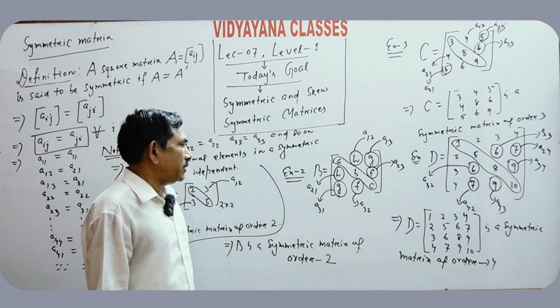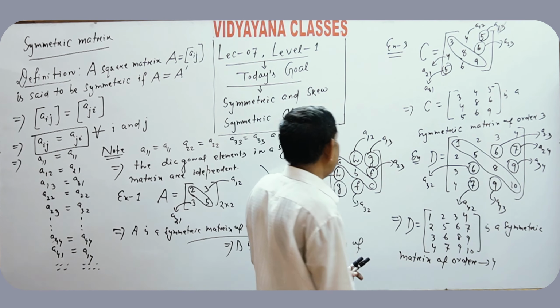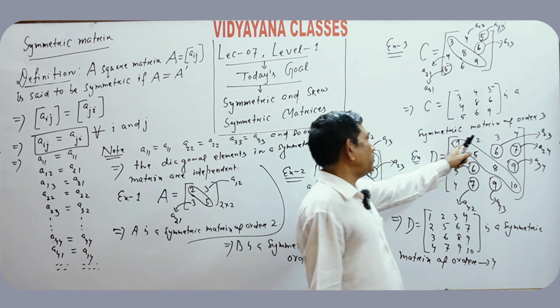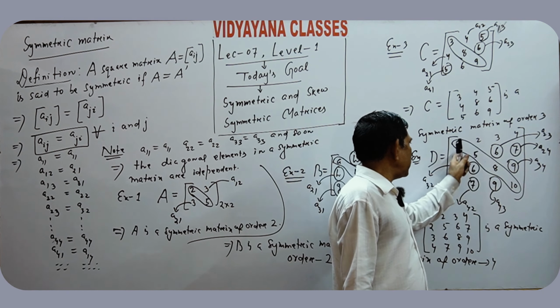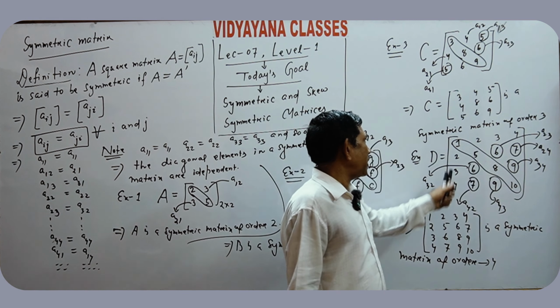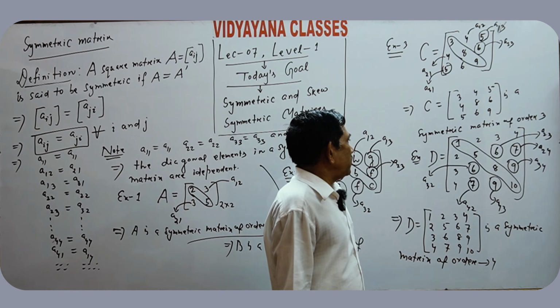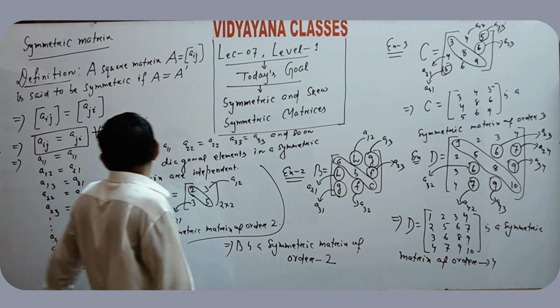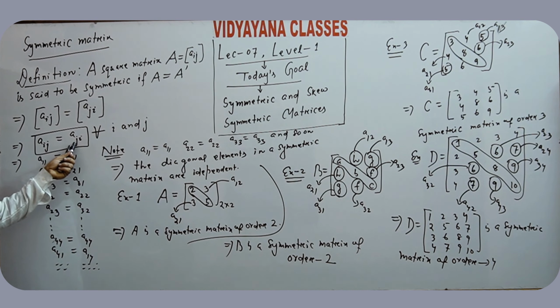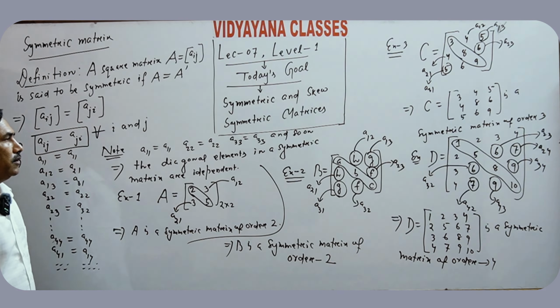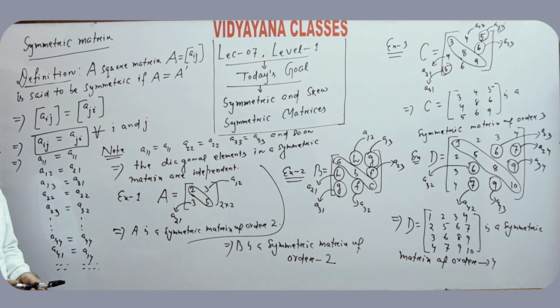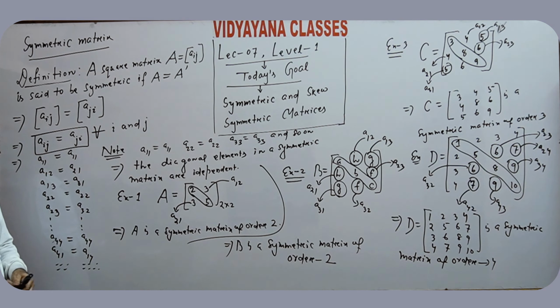In every symmetric matrix, the first row changes to the first column. All elements in the diagonal are independent, we can take them, and Aij equals Aji for all i and j. Clear? Okay, note down.